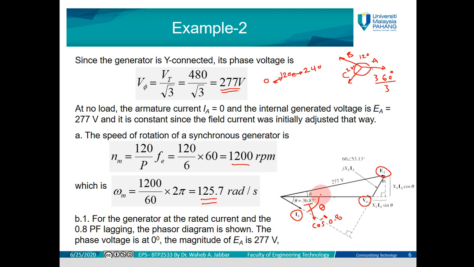Then the angle between the phase voltage and the induced voltage, or internal voltage, of the generator we call delta. If you go back to the second or third video about the phasor diagram of the synchronous generator, you will find the difference between delta, gamma, and also theta.